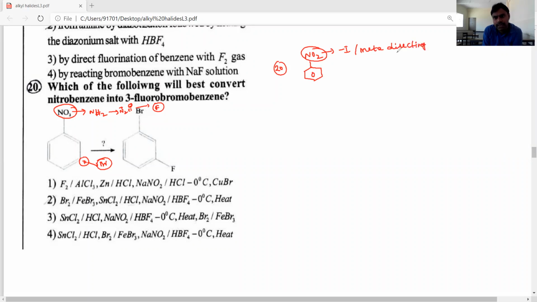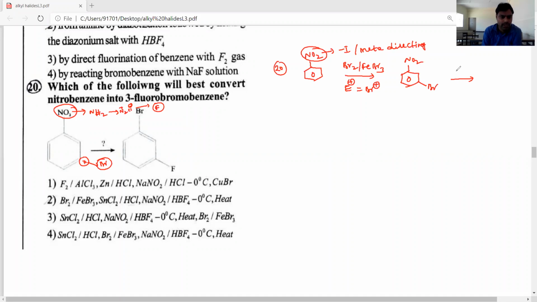Okay, students, it's very clear. NO2 is a meta-directing group. So first we have to do an electrophilic substitution reaction, bromination, Br2 in the presence of FeBr3. The electrophile is Br plus. Now we'll get meta-nitrobromobenzene, NO2, and here bromine will be present. Next step, what is the next step?